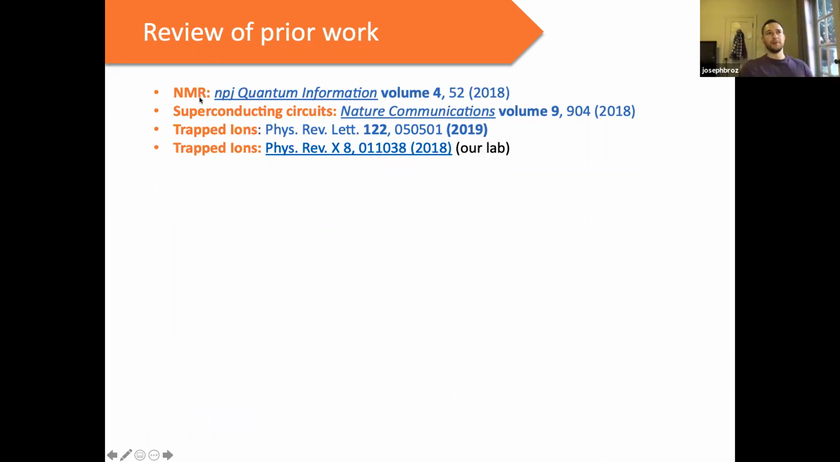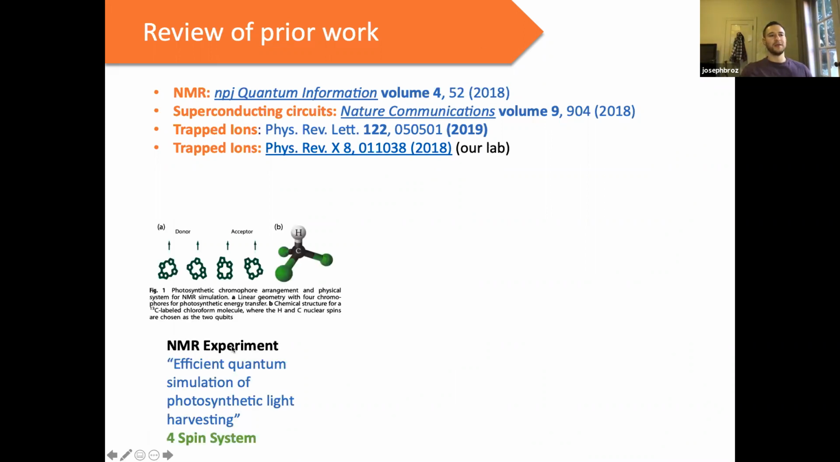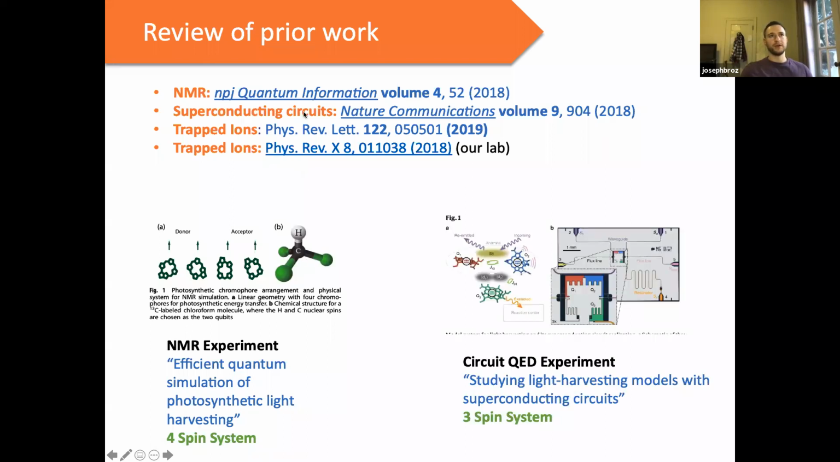But as you can see, three different types of quantum information processing platforms all did this experiment. It was really popular all around the same time. The NMR experiment basically used this chloroform molecule to encode 4 spins. And the superconducting circuits experiment from ETH Zurich encoded 3 spins, and they also had this microwave resonator.